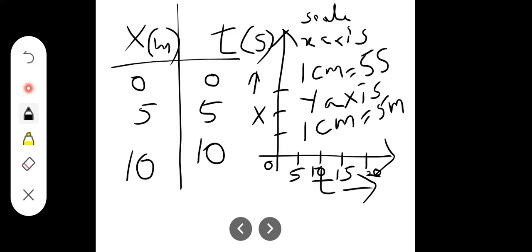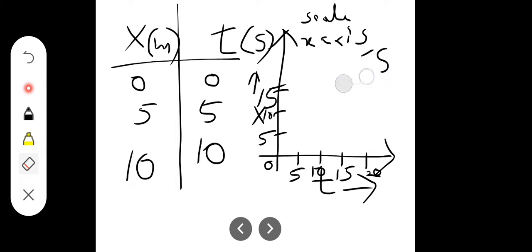Then along the y-axis we represented position. We have taken 1 centimeter equal to 5 meters, so again we write 5, 10, 15, and it continues. I think you understood how to represent the values along the x and y axes. Now I will rub these out in order to draw the graph, as there is no space here.